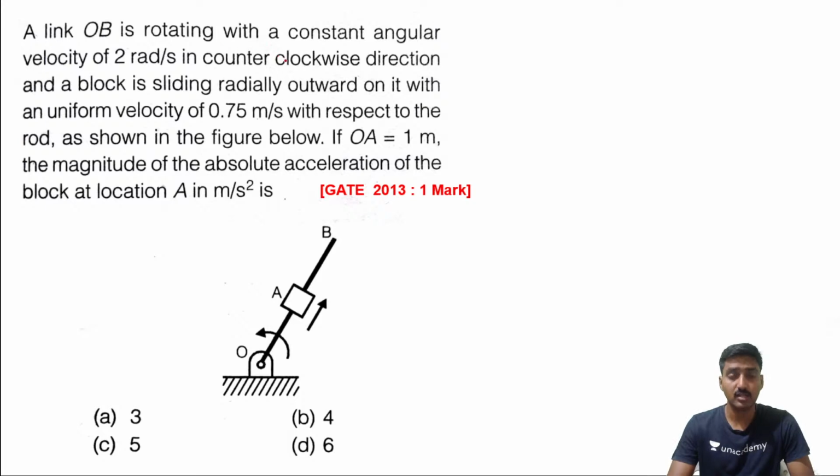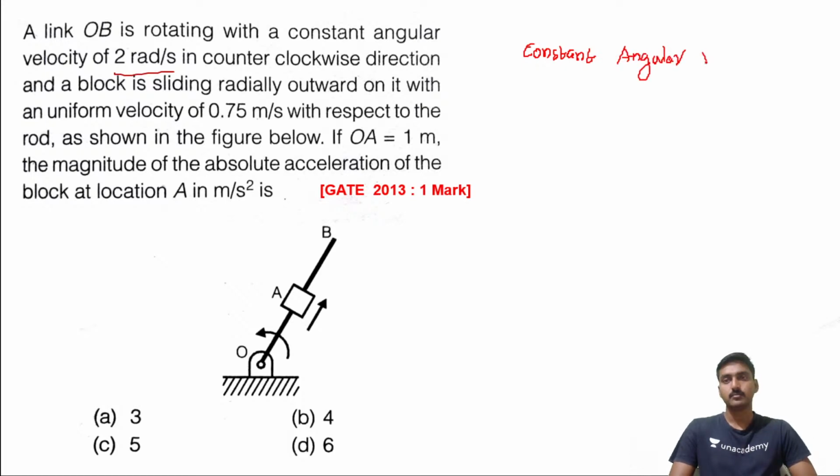Link OB is rotating with a constant angular velocity of 2 radian per second in counterclockwise direction, and a block is sliding radially outward on it with uniform velocity 0.75 meter per second. Now, the constant angular velocity omega is equal to 2 radian per second.